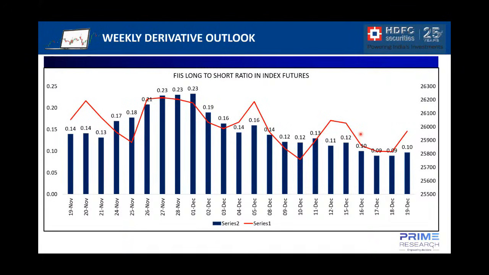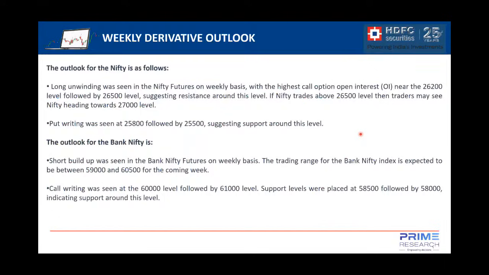So the overall outlook for the Nifty is as previously discussed. The Nifty has a major resistance around 26,200. If it is able to cross that level, then the next resistance is around 26,500, where we are expecting Nifty to head in future. And if Nifty is able to cross that 26,500 level also, then we might see heavy short covering, which may push Nifty towards the 27,000 level in the coming session.